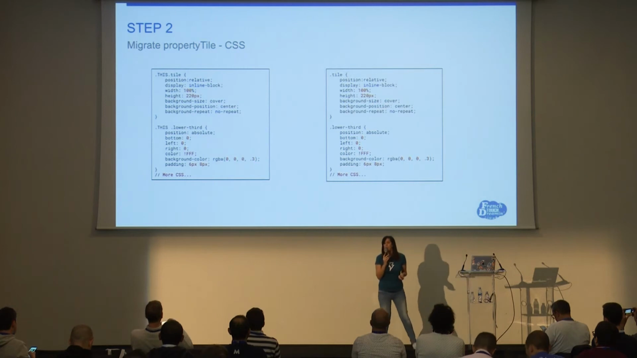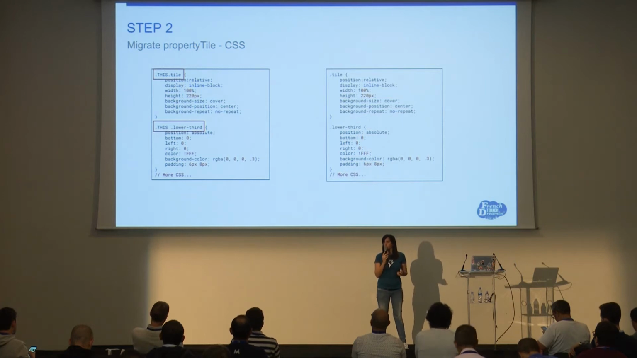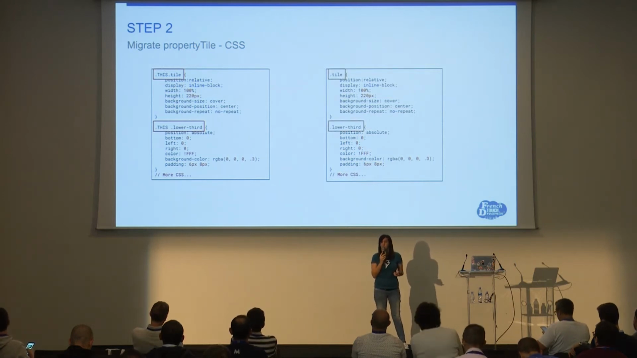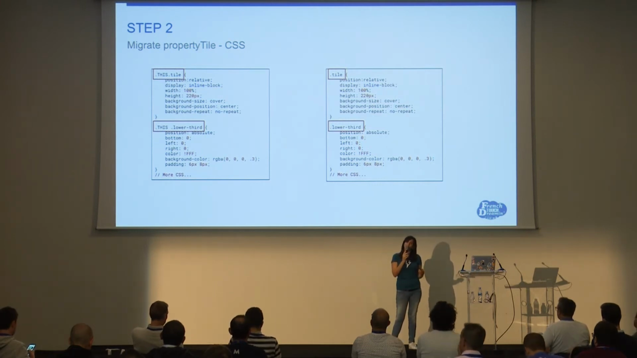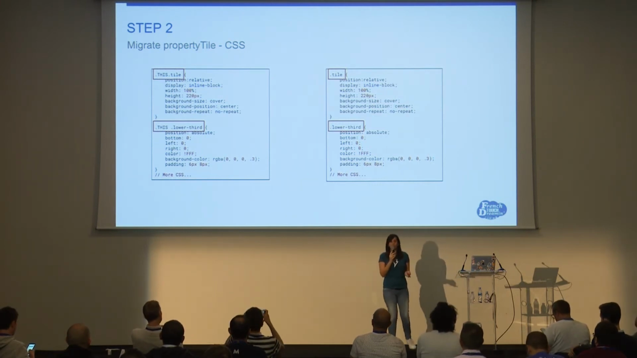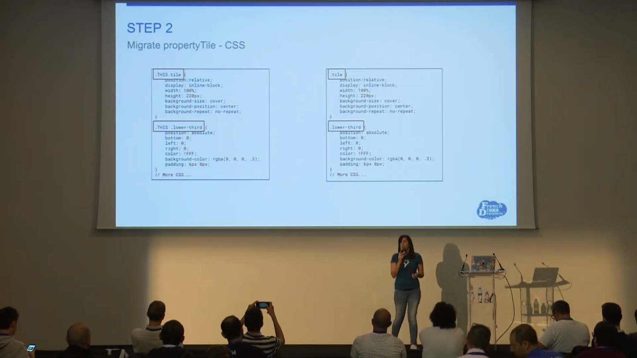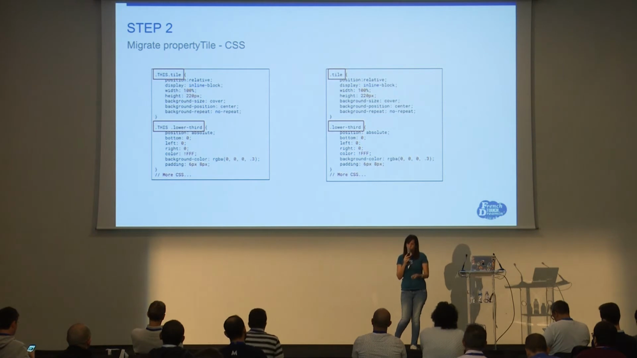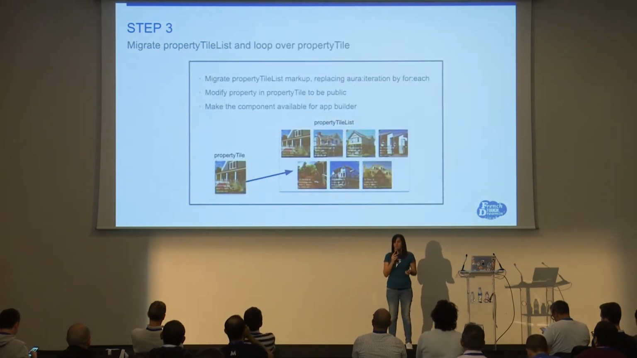Then this component had a CSS file. Fortunately, migrating a CSS file is really straightforward because the only thing that we have to do is to remove the this keyword. The this keyword is not needed anymore because in Lightning Web Components we are following the Shadow DOM specification, and the CSS is going to be scoped to the component by default. Great, we have our property type component.